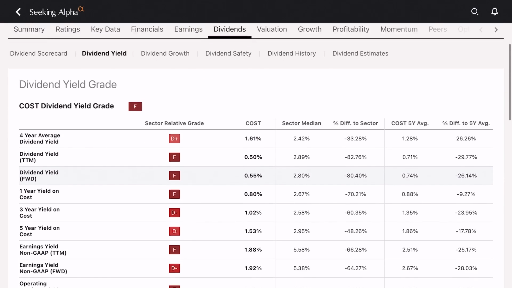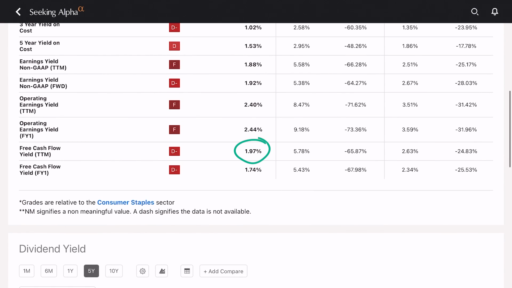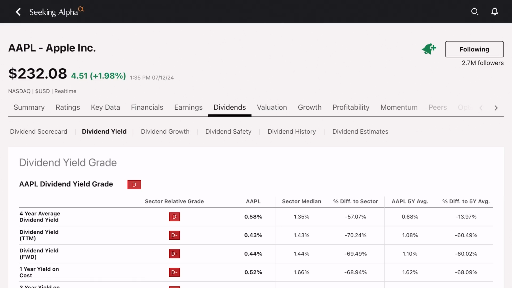If you scroll down all the way to the bottom, you will see the free cash flow yield right there. And we can see that for Costco in the trailing 12 months, the free cash flow yield is 1.97%, which is obviously quite a bit below that 3.36% we were looking for. So just based on this free cash flow yield, we would look at that and say that Costco is probably a bit overvalued. Now, taking a look at another example, we'll see what's going on with Apple here.